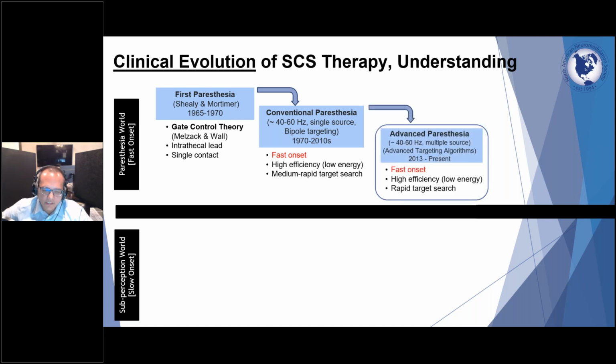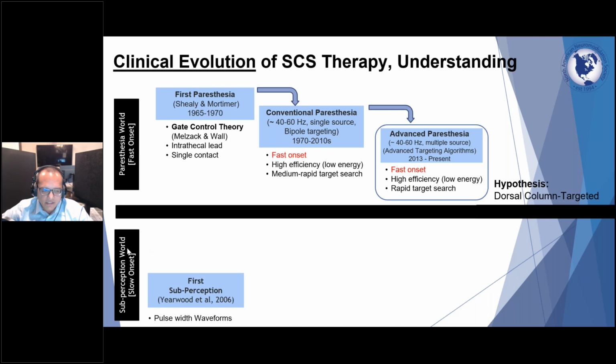This then evolved into more advanced paresthesia mapping between 40 and 60 hertz, using multiple leads and different targeting algorithms, between 2013 and the present. Again, just to orient everyone, above this line is the paresthesia world. As the paresthesia mapping improved, the frequency was between 40 and 60 hertz. Again, the advantages were fast onset, it did not use a lot of energy, and rapid target searching because you would just move the leads around to find where that paresthesia overlay was, allowing for pain control. And this is all using the standard gate control theory. Again, the hypothesis is the dorsal columns are being targeted.